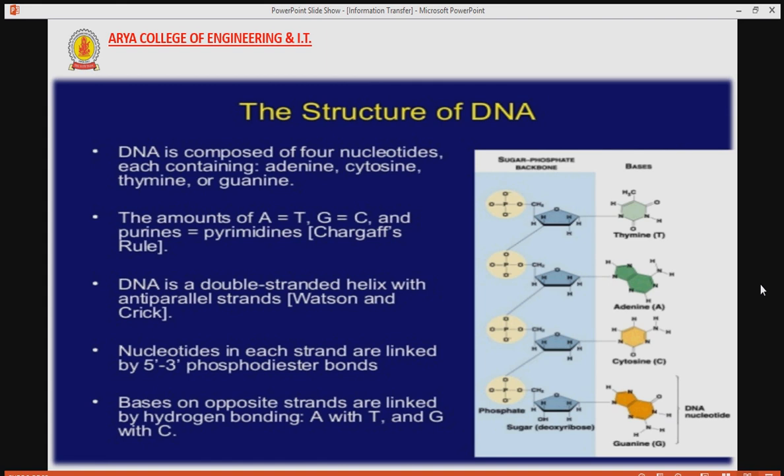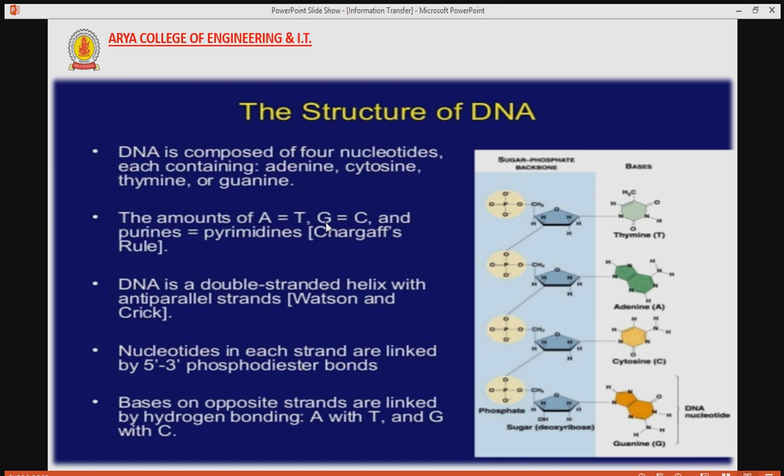DNA is composed of four nucleotides, each containing adenine, cytosine, thymine, or guanine. These are the bases of the nucleotides. The concentration of adenine is equal to thymine, and the concentration of guanine is equal to cytosine, or we can say that total purine is equal to total pyrimidine. This is Chargaff's rule.